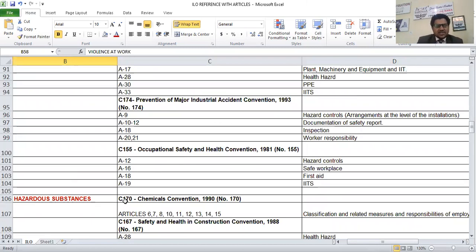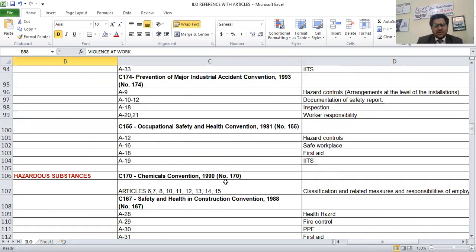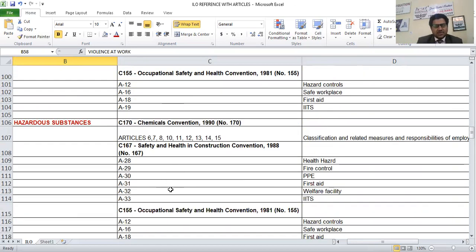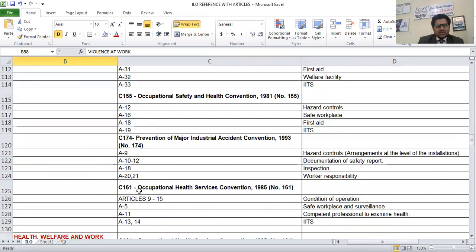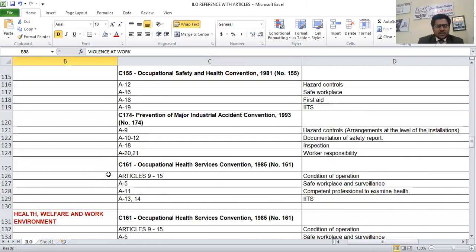Hazardous substances, C170 is all about chemical convention, like 1990. So different articles, classification related measures and responsibilities. So I hope it will help you. Like look at more deeper, like substances is C170, then C167, C155, and C174 with different articles as per different controls and kind of, you know, the area to be covered in our risk assessment.